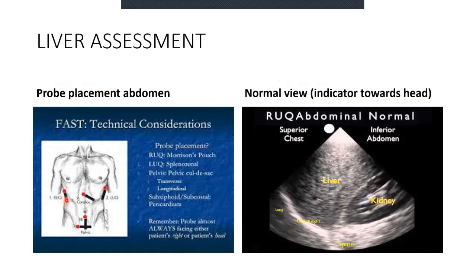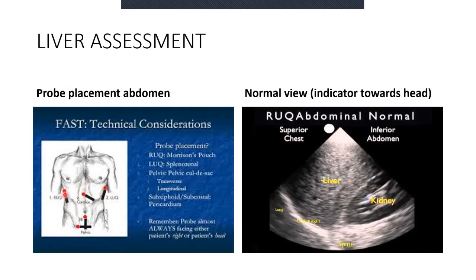The probe is placed in the right upper quadrant with the indicator facing towards the patient's head. You can also place it this way, it just creates a slightly different picture. So this is the normal view of what you would see. This is your indicator up there. And remember, this is where the probe is. So the probe is essentially shining a light.